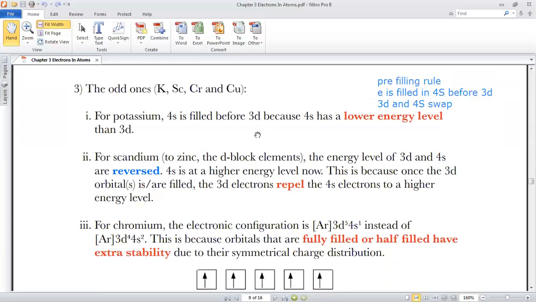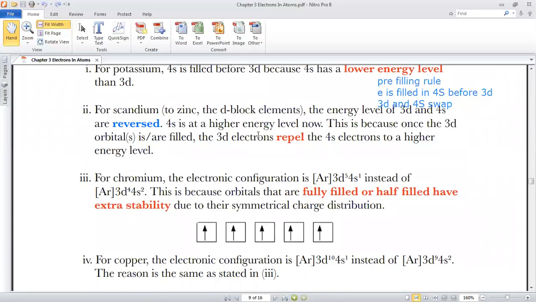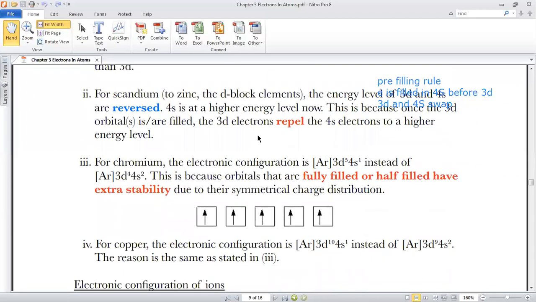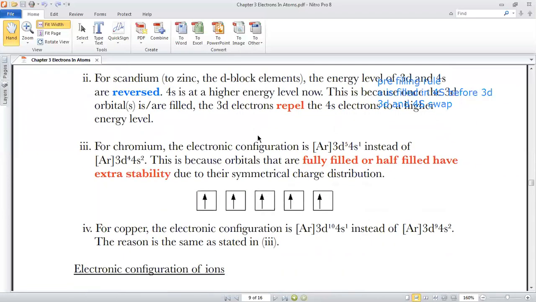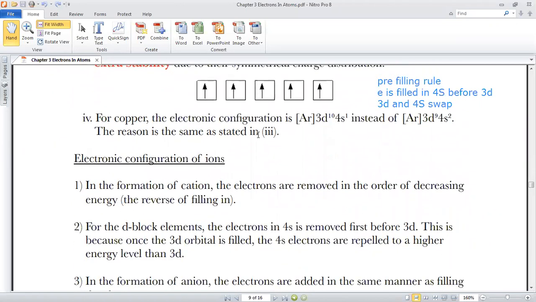So we have just seen odd ones, and for that chromium is an odd one. This means we have written 3d5 and 4s1 because we have this rule that half filled is as stable as fully filled. So we can do that. So I'm stopping right now. We will continue this in the next classes.